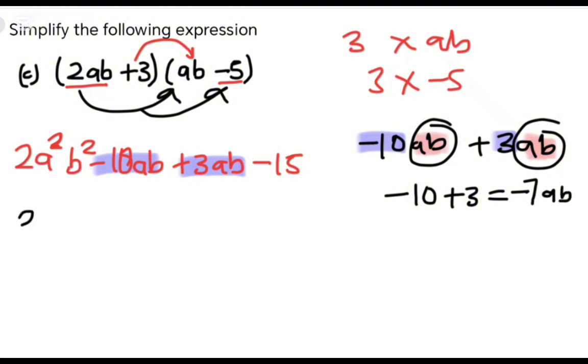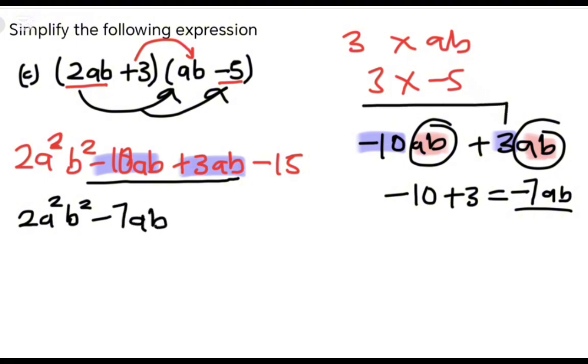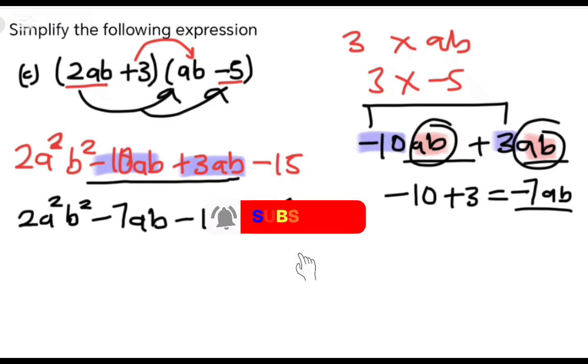So here we're going to have 2a squared b squared, and with this, since we add the like terms, when we add them, we're getting what? Negative 7ab. So when they say add the like terms, you just have to add these constant numbers and leave this one the way it is. So we're going to have negative 15. So this is how to simplify this one.